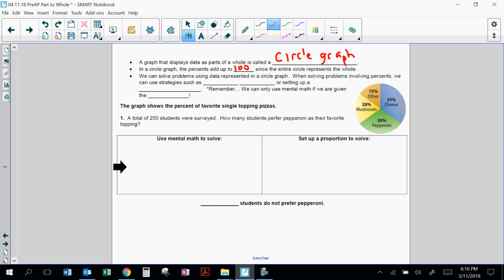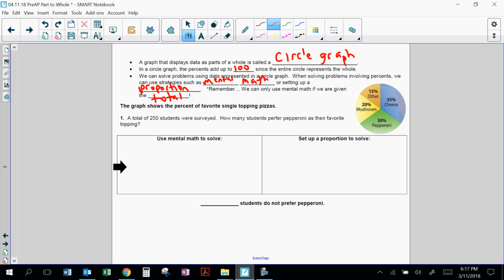We can solve problems using data represented in a circle graph. When solving problems involving percents, we can use strategies such as mental math or setting up a proportion. Remember, we can only use mental math if we are given the total.